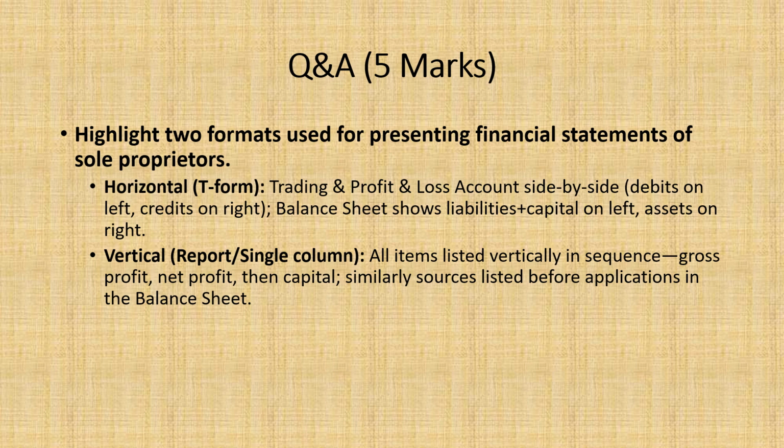Highlight two formats used for presenting financial statements of sole proprietors. First one, horizontal, that is a T form, trading account and profit and loss account side by side, debits on left, credits on right. Balance sheet shows liabilities plus capital on left, assets on right side. Vertical report or single column. All items listed vertically in sequence. Gross profit, net profit, then capital. Similarly, sources listed before application in the balance sheet.